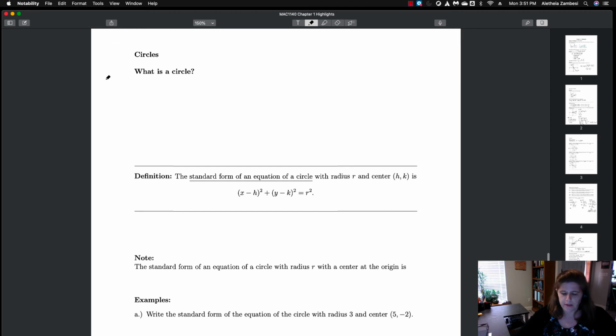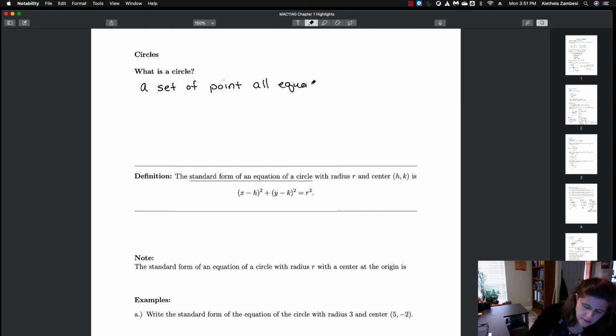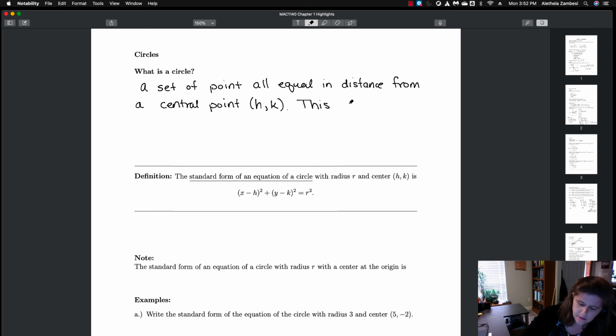We'll also be dealing with some circles this semester. So a circle is a set of points all equal in distance from a central point. Typically, we denote the central point (h, k). The distance is called the radius.